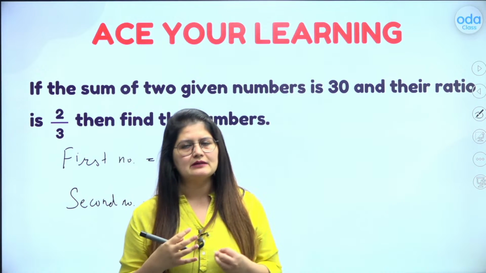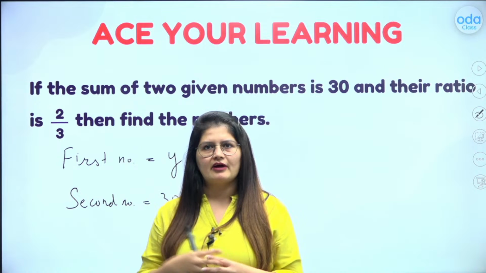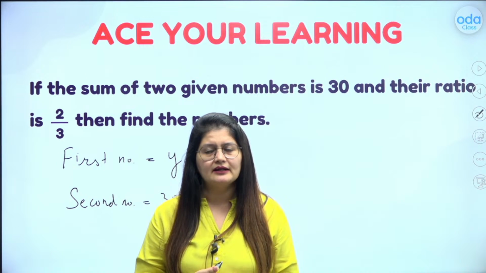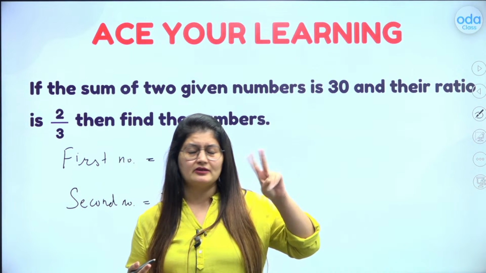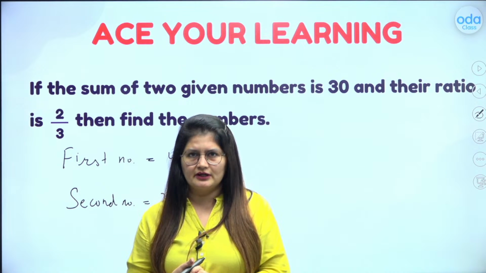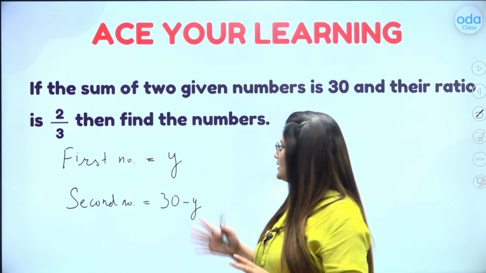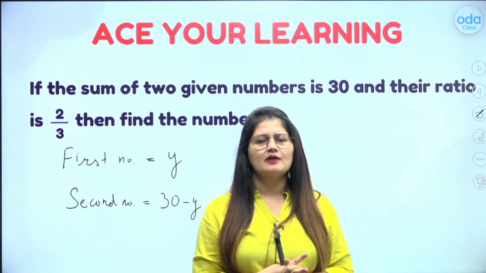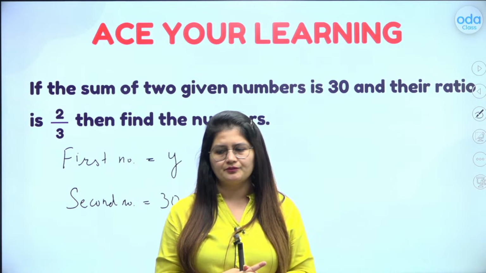Let's take that one number is y. If I talk about the other number, in that case, if the sum is 30, then the other number is going to be 30 minus y. Now let's talk about what we are given in the question.